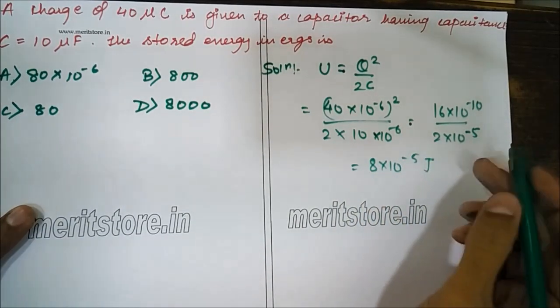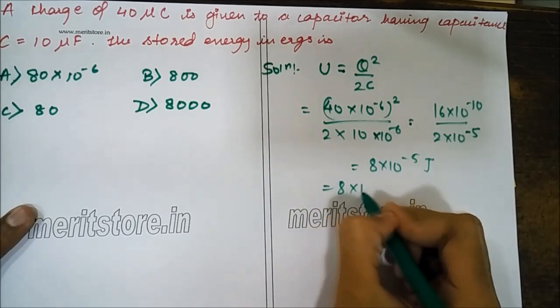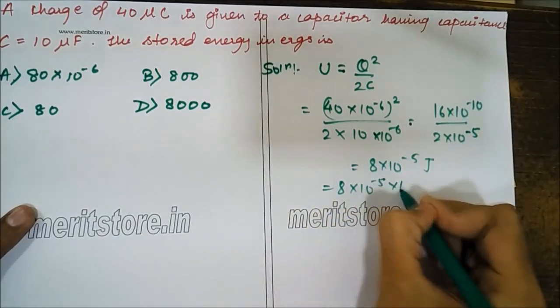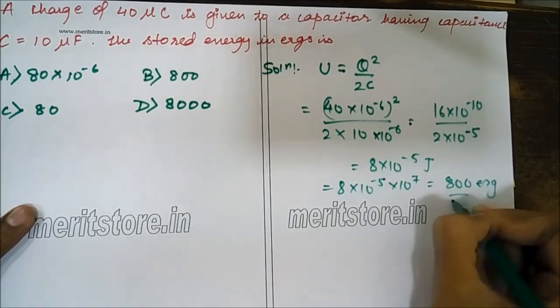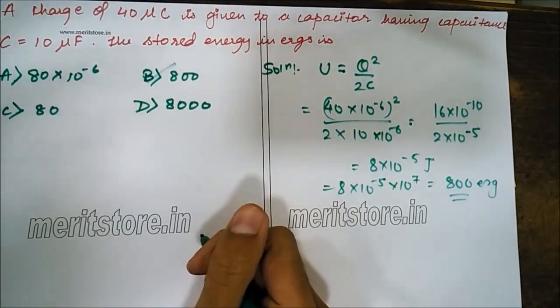And 1 joule is 10 raised to 7 erg. So that will be 8 into 10 raised to minus 5 into 10 raised to 7. So that will be 800 erg. Okay, so your correct option is B.